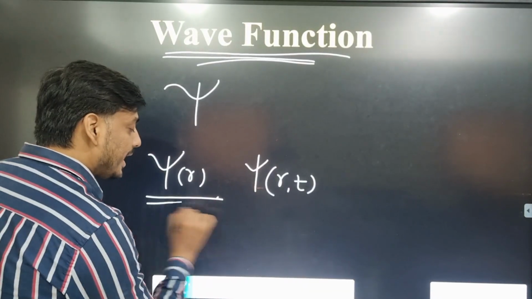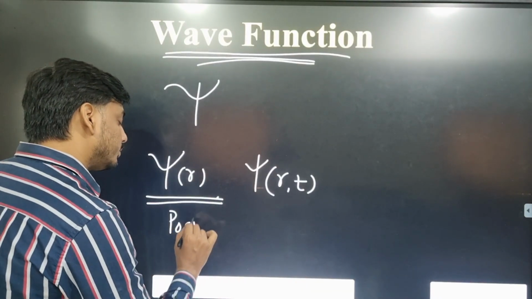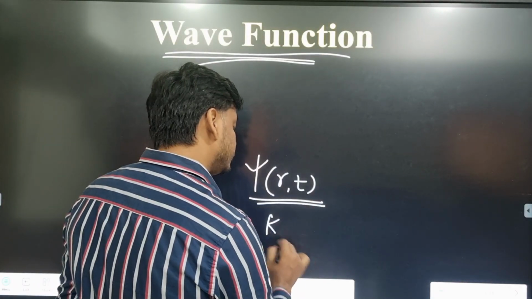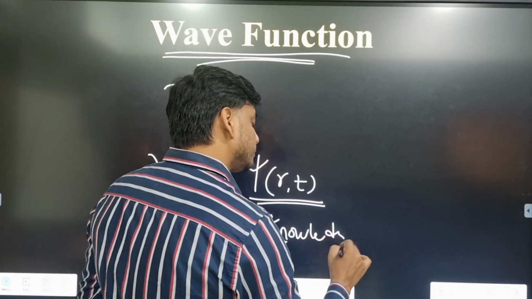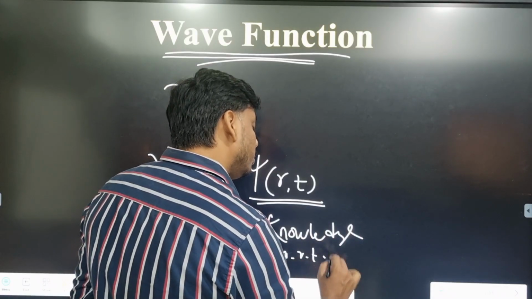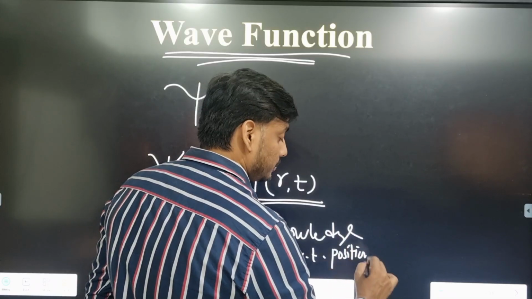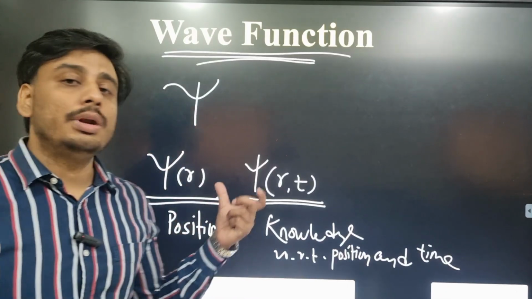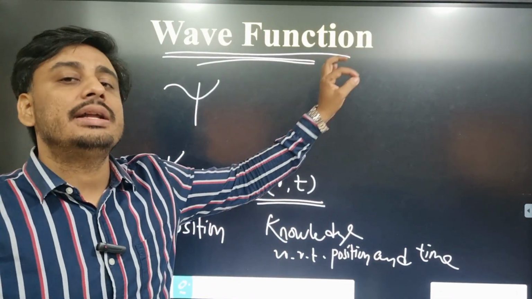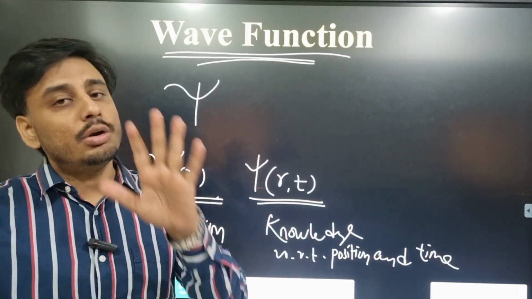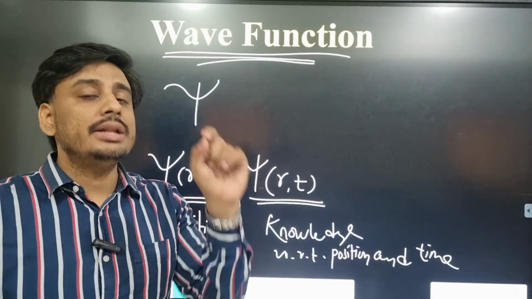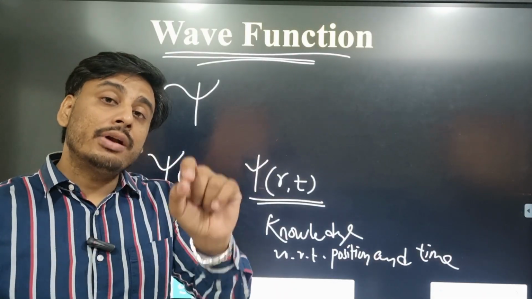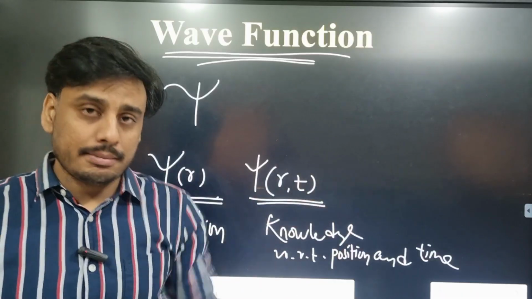If it is only represented as psi(r), it defines only the position. Psi(r,t) defines the complete knowledge with respect to position and time. If only psi(r) is given, then that is only position. Let the particle be at x equal to 2. That means x equal to 2 is a constant quantity. But if we define the position of the particle with respect to time, let x equal to 2t square. So by putting different values of t, we can get the position of the particle at different times.